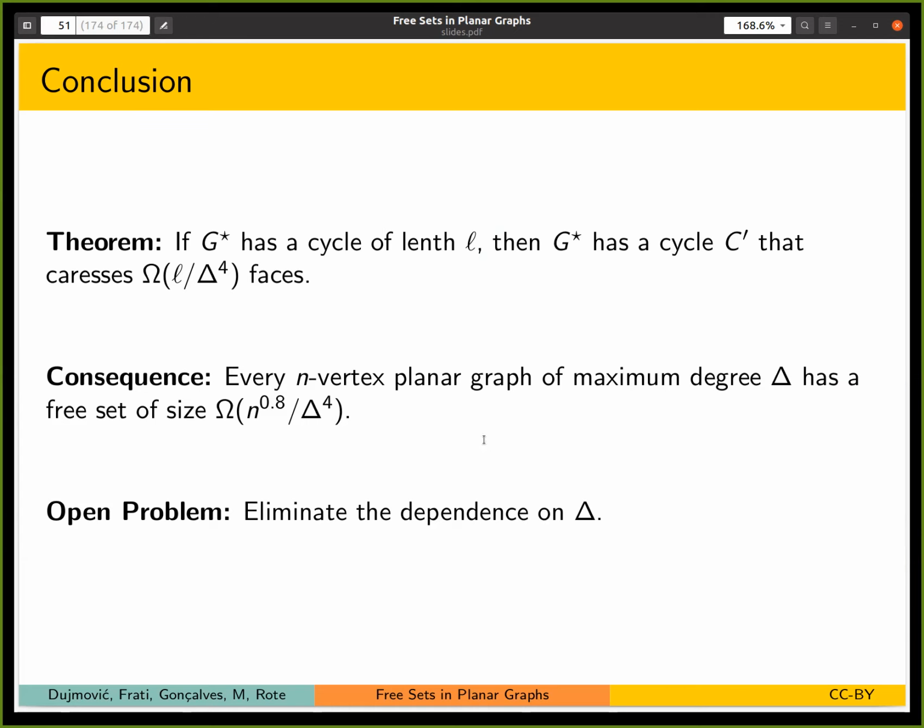So the proof that we gave has deltas everywhere in it, but there's no reason why delta should be a problem. There's no reason that a big face or a high degree vertex should actually cause a problem. So I would love to see someone get rid of that and show that basically free sets and long cycles in the dual are up to a constant factor exactly the same thing.